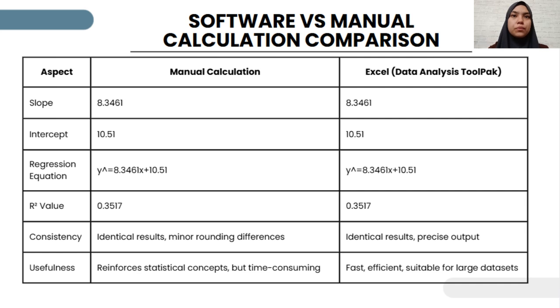This section highlights the comparison between manual and software-based regression analysis. The purpose is to show the statistical process beyond just relying on software. Manual calculations were performed using standard linear regression formulas, where I computed the slope and intercept based on the collected data. The resulting regression equation was y equals 8.3461x plus 10.51 with an R-square value of 0.3517.